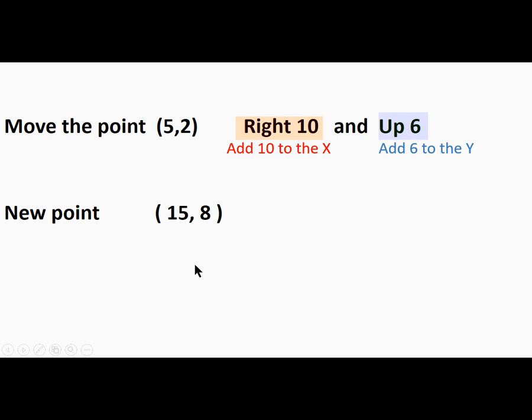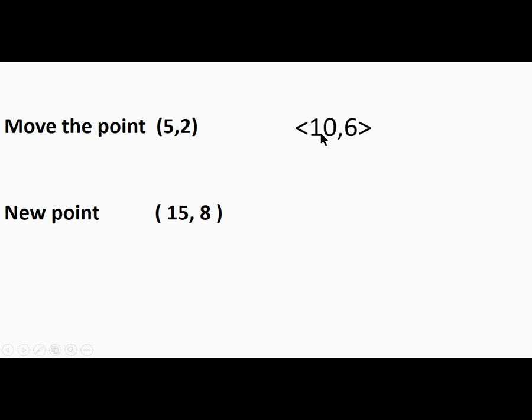Now, for geometry, we have a little bit of vocabulary to fix here. Instead of saying right 10 and up 6, we're going to show it with symbols, so we don't have to write out those words. The first number tells you left and right. The second number tells you up and down. It looks like a coordinate, 10, 6, but we have these funny parentheses. When we use these funny parentheses, this is telling you how to move the point. Right 10, up 6. Almost the same as the point, except we're not starting at 0, 0. We're starting at 5, 2.